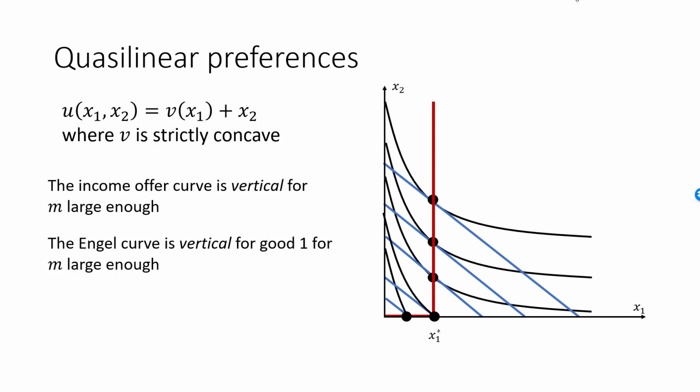The angle curve for good 1, with income on the y-axis and the demand for good 1 on the x-axis, will also be vertical if income is large enough to allow for consumption of x1 star. The demand for good 1 is x1 star, independent of income, if income is high enough.